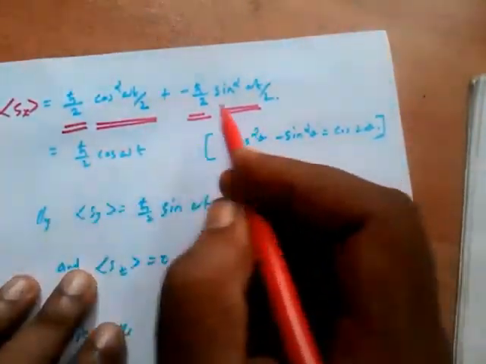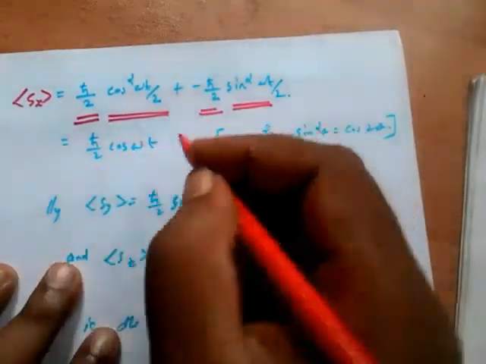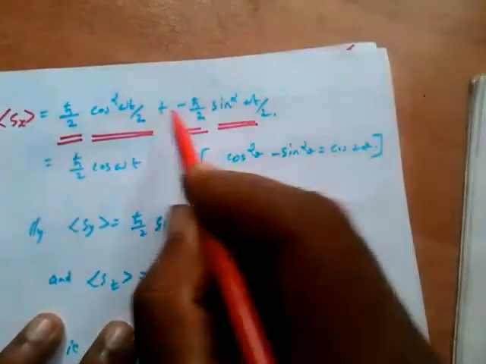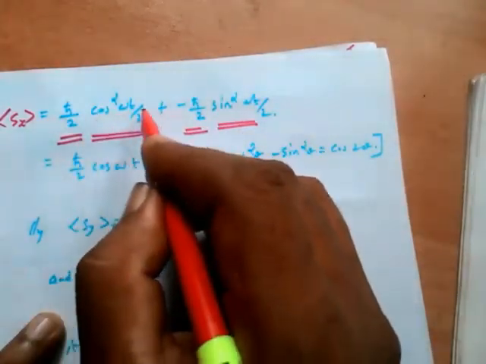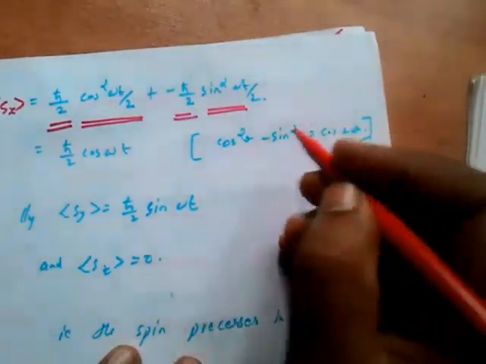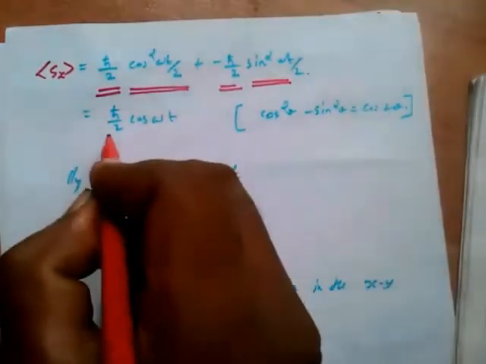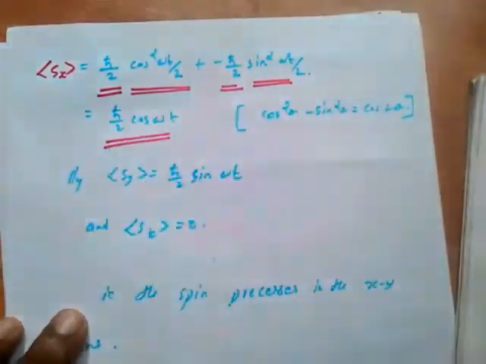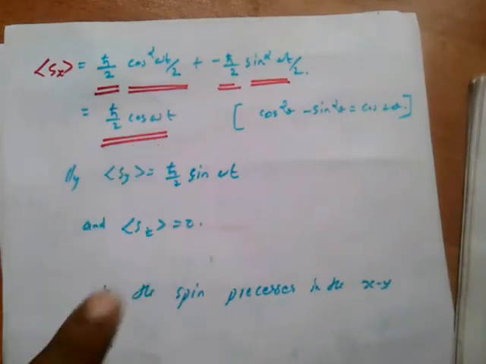Adding these, we will get h cross over 2 times cos omega t, because we take h cross over 2 outside, and we get cos square omega t over 2 minus sin square omega t over 2. That is in the form of cos square theta minus sin square theta, which gives cos 2 theta. So we got the answer h cross over 2 cos omega t.